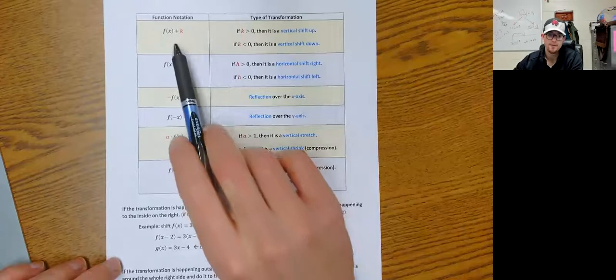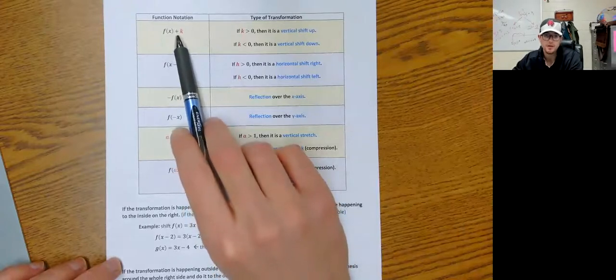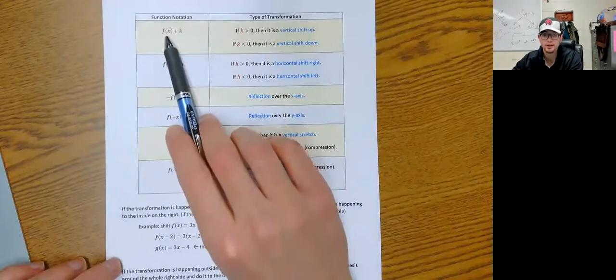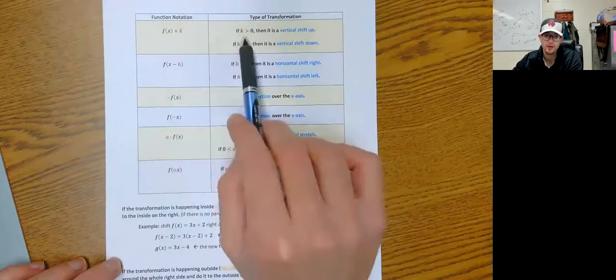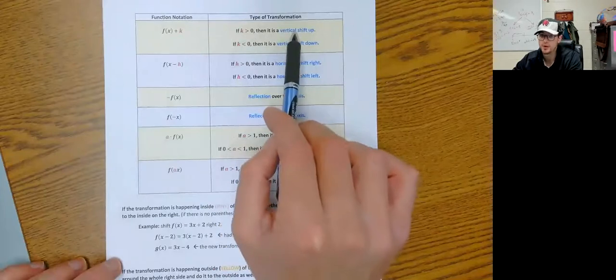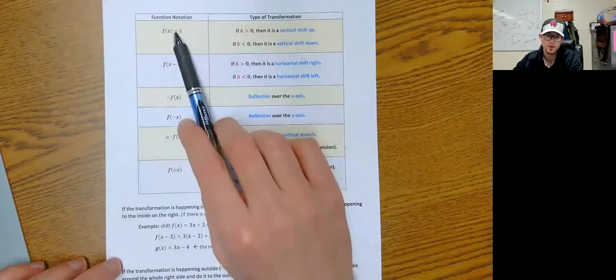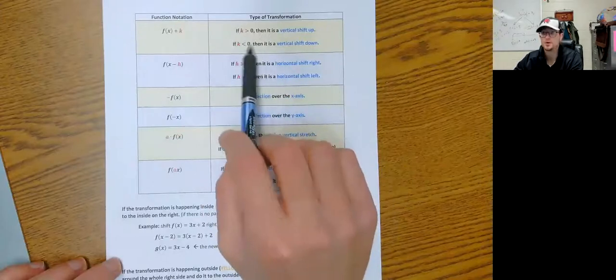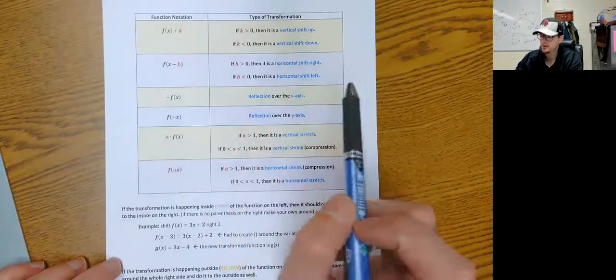So we have, if you add a value to the outside of the function, or if you're adding it on to the entirety of the function, then if that value we add is greater than 0, then we're going to shift the whole thing up. If the value we add on to the entire function is less than 0, so negative, then it shifts down.